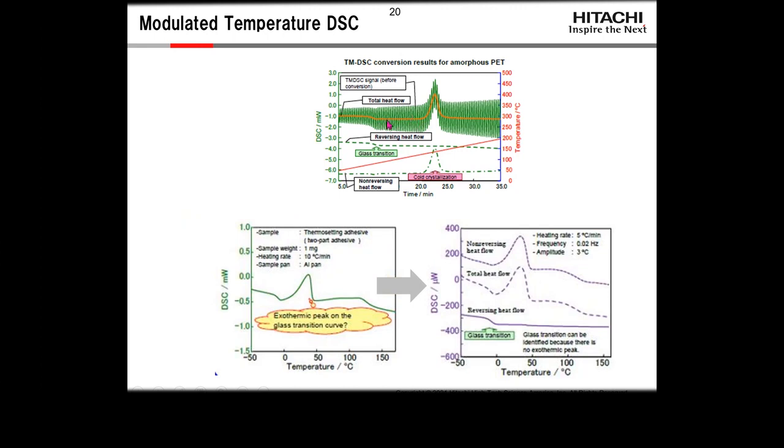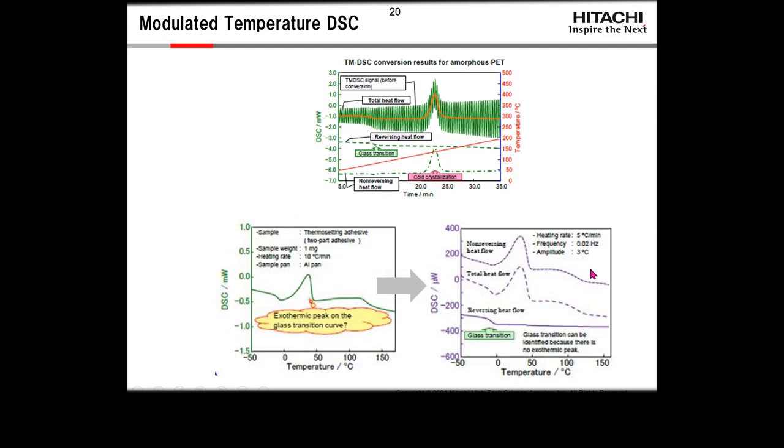However, because this is a sinusoidal wave, we can break it into an in-phase and an out-of-phase component. And from that, we can get a reversing heat flow, which gives us thermodynamic behavior like the glass transition, and non-reversing flow, which gives us things like curing and cold crystallization. So we can take a peak like this one down here, where there's an endothermic peak where we expected our glass transition, run the same experiment in an oscillatory mode, and then pull out in the reversing signal the Tg that's buried in here, and pull out the energy of the cure and get them both in one run.